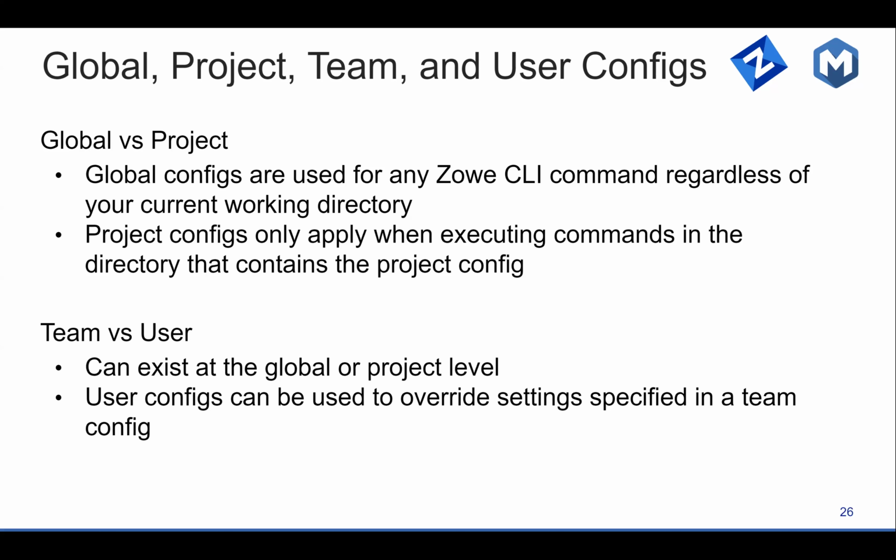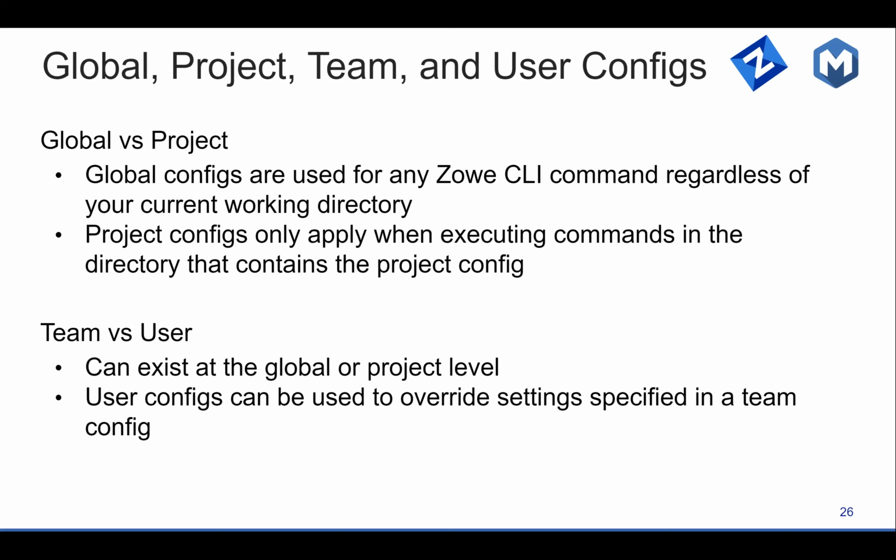You can also create a user config as opposed to a team config. But let me break this down a bit. When we talk about global configs or project configs, a global config is one that is used anytime you run a Zowe CLI command, regardless of your current working directory in your terminal. Whereas if you run a Zowe CLI command in a directory that contains a project config, that project config can add profiles or replace profiles from the global config.